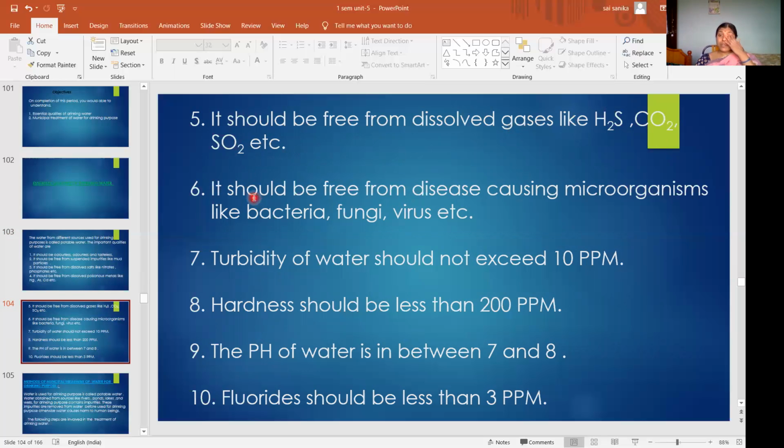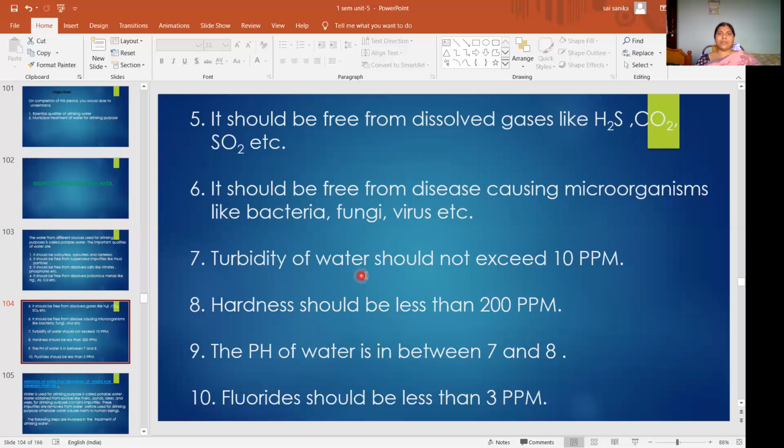Next, it should be free from disease-causing microorganisms like bacteria, fungi, and virus. Disease-causing microorganisms should not be present, because they cause diseases. Bacteria should not be present, fungi should not be present, and virus should not be present. If at all they are present, they cause diseases.